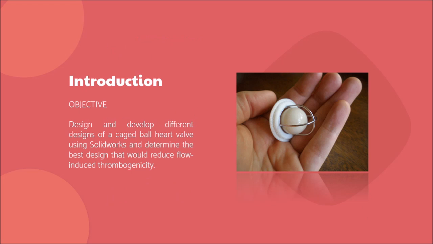As we have mentioned before, our main topic is valvular heart disease, but for this project we're going to specifically talk about mitral valve malfunction, which is a common cardiovascular issue. The mitral valve is located between the left atrium and the left ventricle. We define our main objective of the project as the design and development of different arrangements of a cage valve heart valve using the software SolidWorks, so we could determine the best design that would reduce flow-induced thrombogenicity for this type of disease.